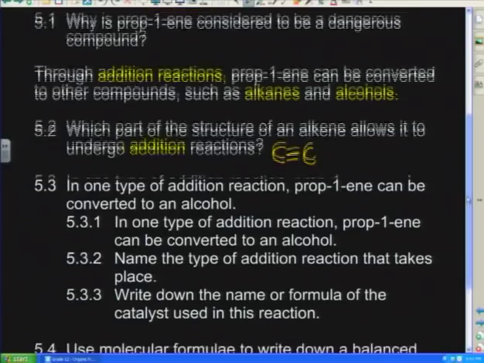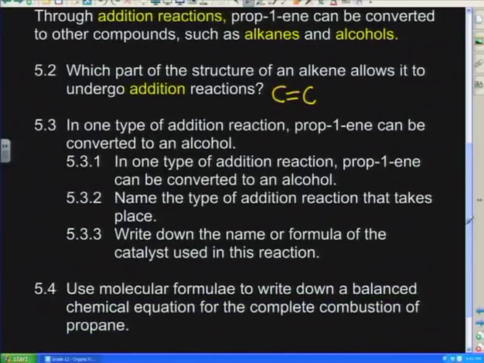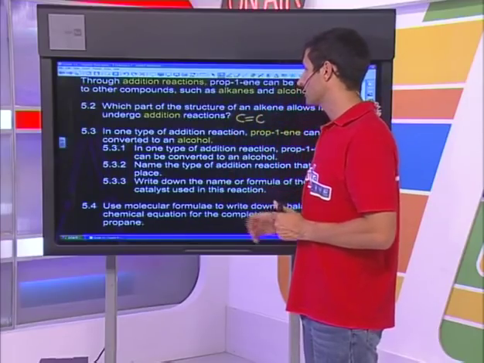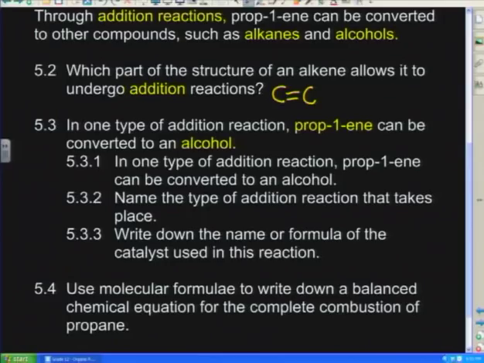Now it says, in one type of addition reaction, propene or prop-1-ene can be converted into an alcohol. Now just remember what an alcohol actually is. An alcohol has got an OH on there. In one type of addition reaction, prop-1-ene can be converted into an alcohol.